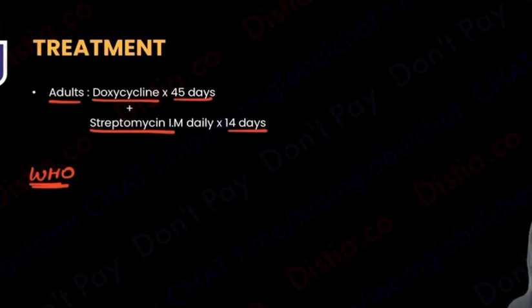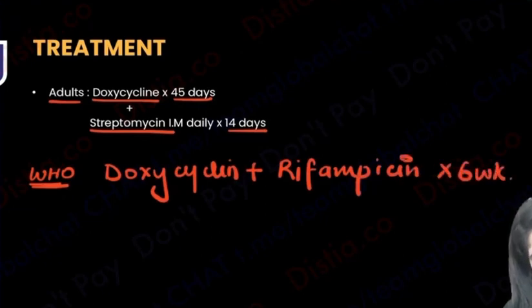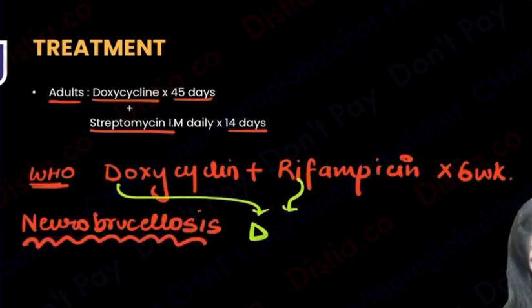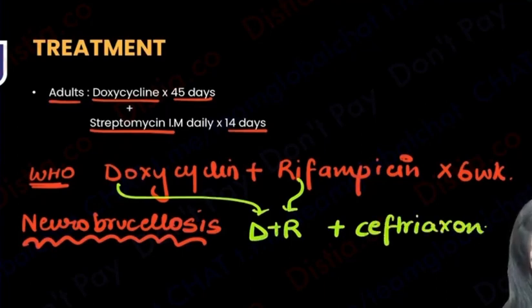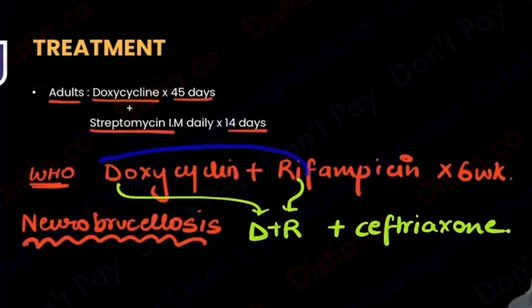But WHO has also said that there is an alternative in which you are going to use doxycycline with rifampicin for 6 weeks. That is something which WHO has told you, doxycycline with rifampicin for 6 weeks. And they have said that if by chance there is a person suffering from neurobrucellosis, that is another thing put up by WHO, you will use the same doxycycline and the same rifampicin and also add ceftriaxone. So see, in most of the books you will find doxycycline and streptomycin, but it is DR, that is doxycycline and rifampicin by WHO, and additionally ceftriaxone if there is neurobrucellosis.